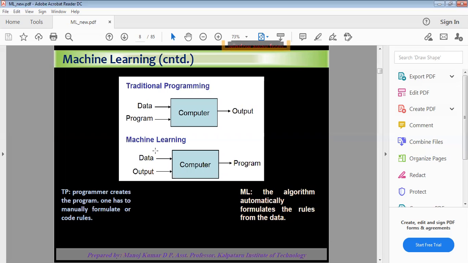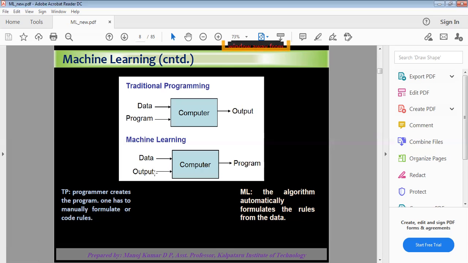But in machine learning, you see, first you have the data, and for that data, what output you may get. You are going with the data and output. A traditional programmer creates the program; one has to manually formulate or code rules, whereas in ML the algorithm automatically formulates the rules from the data. Given data and this should be the output, so write the program for that.